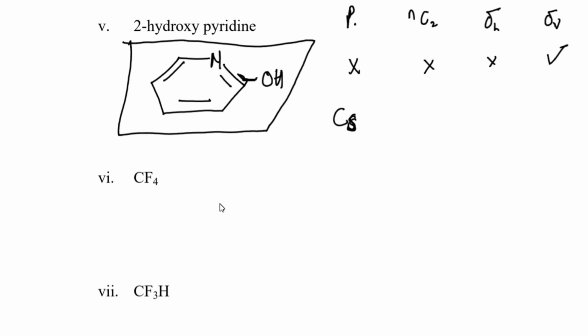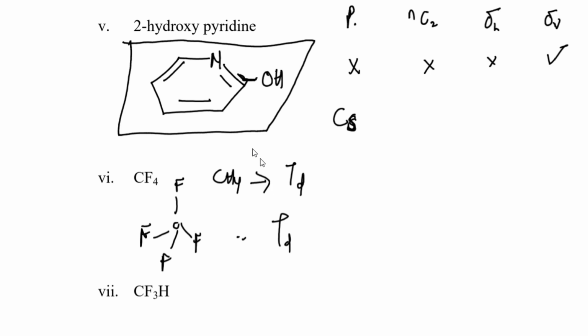So now let's see CF4. So CF4 is more or less like methane. Now we know methane to be tetrahedral. So therefore this one also, which is F and then F, is going to be tetrahedral also. So now let's see CHF3. So CHF3 is H, we have F, we have F, and we also have F here.